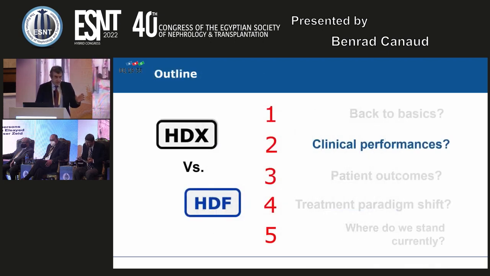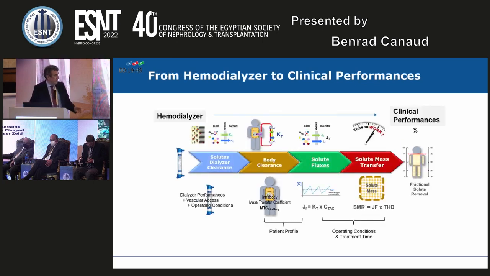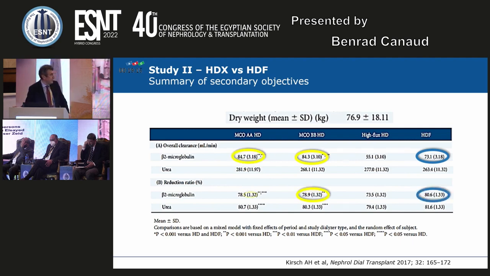So the second aspect is to now compare the clinical performances. And this is also a very important one. As I said this morning, we start with the dialyzer and we want to achieve clinical efficiency. Depending on the solute clearances, body clearances, solute fluxes, and solute mass transfer are affected by different factors or components: treatment time, blood flow, recirculation, anticoagulation. I don't want to go into detail, but all these factors affect the performances. So at the end, what you want to achieve is clinical performance. And as you know, clinical performance can be assessed in different ways.